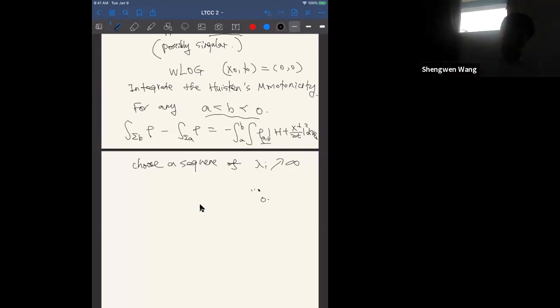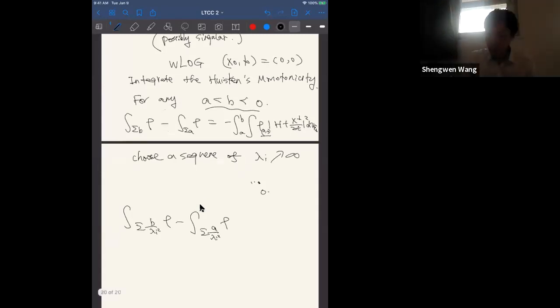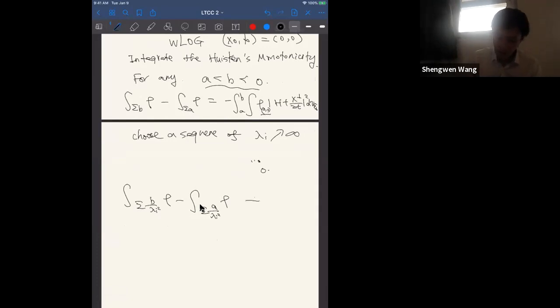So first, by the monotonicity formula, this rho is monotonically decreasing. So as lambda_i goes to 0, up to passing to a subsequence, the integral over sigma of B over lambda_i squared, minus the integral over sigma of A over lambda_i squared, of rho, is going to 0 up to a subsequence of lambda_i, because both B over lambda_i squared and A over lambda_i squared are converging to 0.